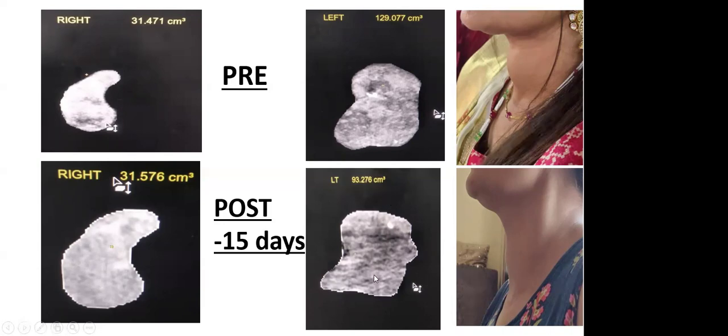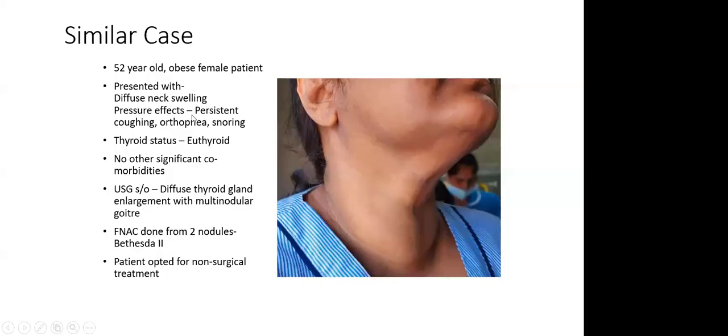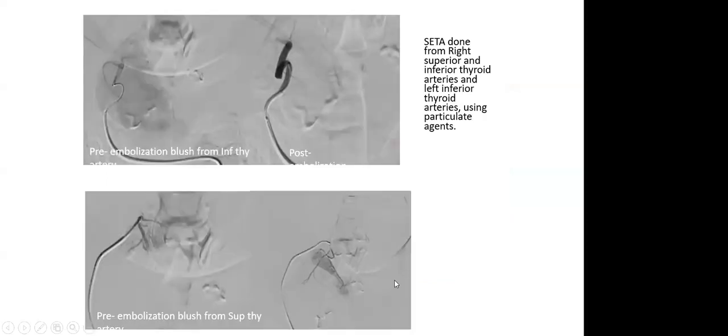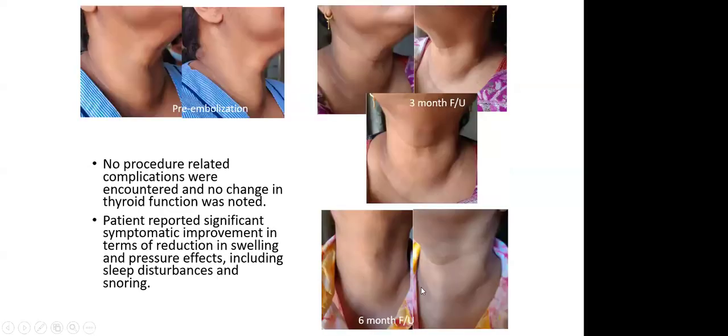Another case, just similar. Here we can see right lobe thyroid swelling. We embolized it with PVA particles. And this is a 6 months follow-up, and there is almost complete reduction of the neck swelling. So over time, we have done almost 10 cases of thyroid artery embolization.